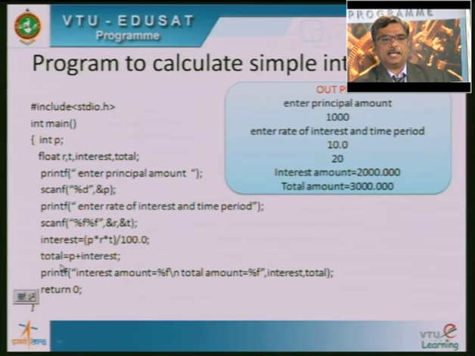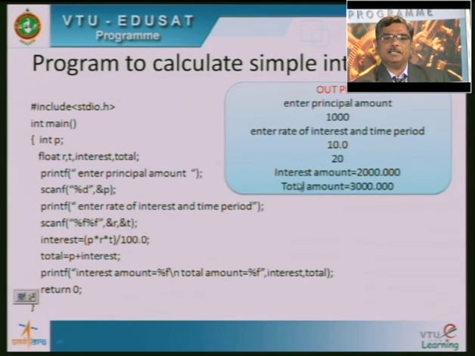Next, the total calculation: whatever the principal amount you have taken, for which the interest is added, P plus interest results in the total value. Now you got your values that should be printed in the output using the printf statement. Interest amount equal to percentage f. In this position, whatever the first variable is, that value will be displayed in this position. Next, total amount equal to percentage f. The total value is displayed here.